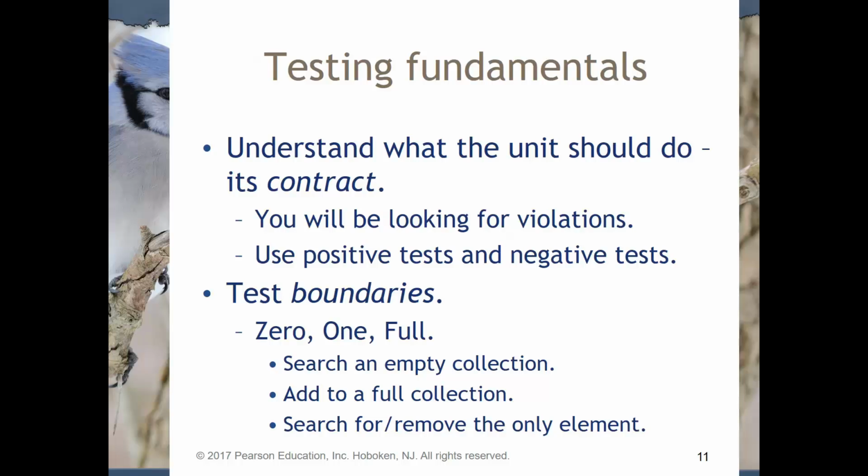Understand what the unit should do. Its contract defines how it's supposed to work, what it's supposed to produce, and what the results should be. You need to do both positive and negative testing. What you don't want to do is only do positive testing, in other words, the successful outcomes. You also want to try and break the code and do things that force negative results as well.